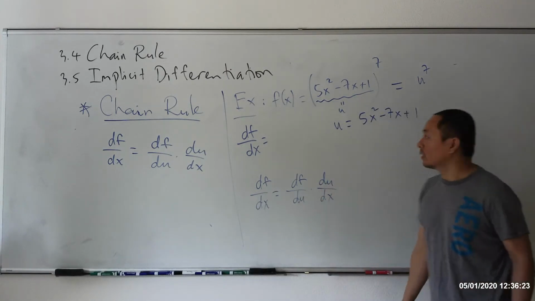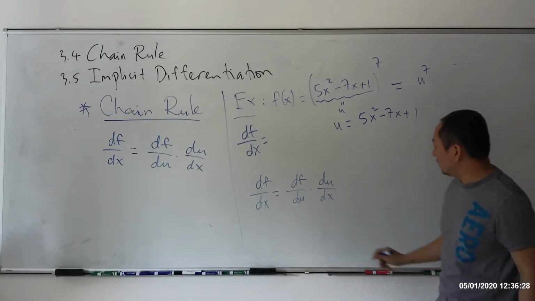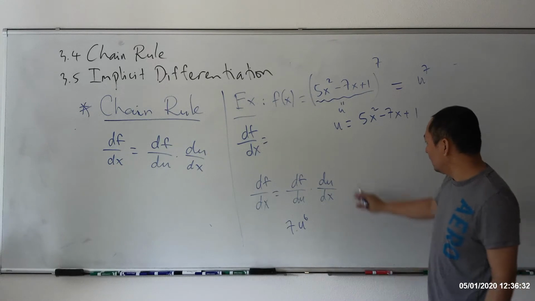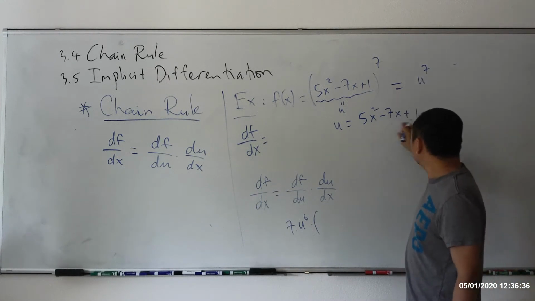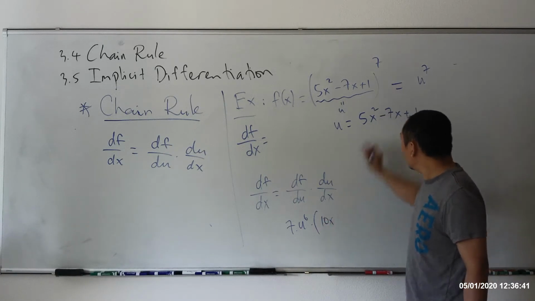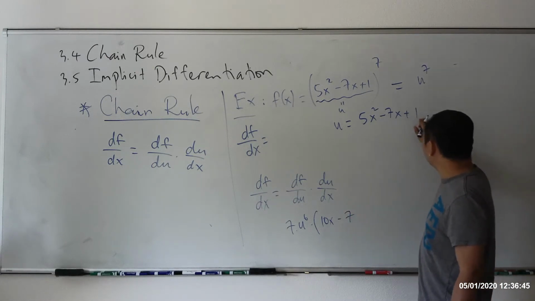So the u can cancel out. So this is u to the 7. What is the derivative of u to the 7? It's going to be 7 times u to the 6. Okay? What is du over dx? Du over dx is the derivative. I'll do it right here. 5 and x squared, the derivative is 10x. I'll bring the 2 down. 5 times 2 is 10. And x minus 7. And the derivative of the constant 1 is 0.